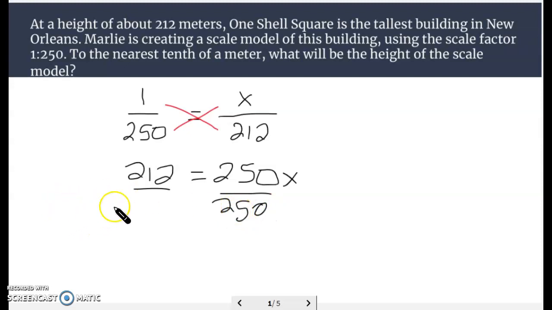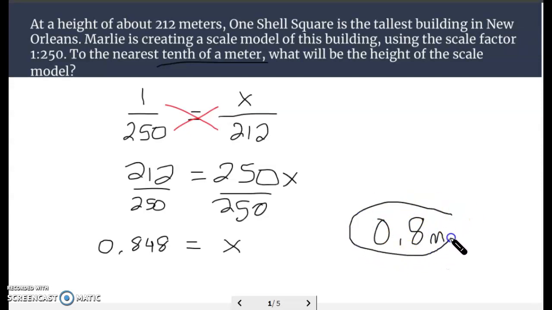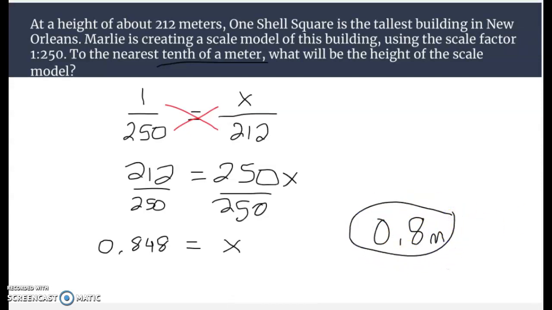212 divided by 250, calculator says 0.848. That's how many meters the scale model of the building is, but we need to round it to the nearest tenth of a meter like it says in the problem. So 0.8 is the height of the scale model, 0.8 meters. Let's look at another one.